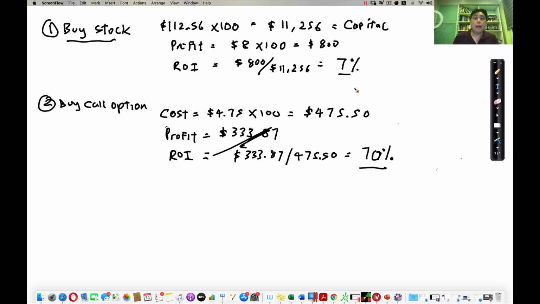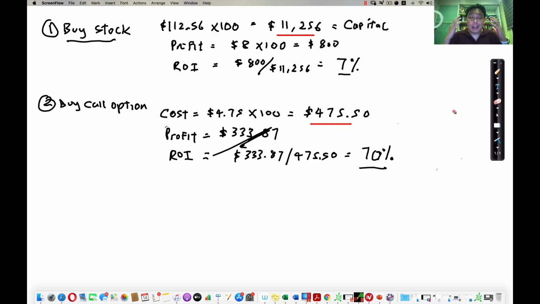So you could be saying, hey, buying the call option looks like a good deal because number one, I use less capital. Instead of using 11,000, I'm now using only $475. Number two, my return from 7% is now 70%. So seems really attractive. But here's the problem with buying options.